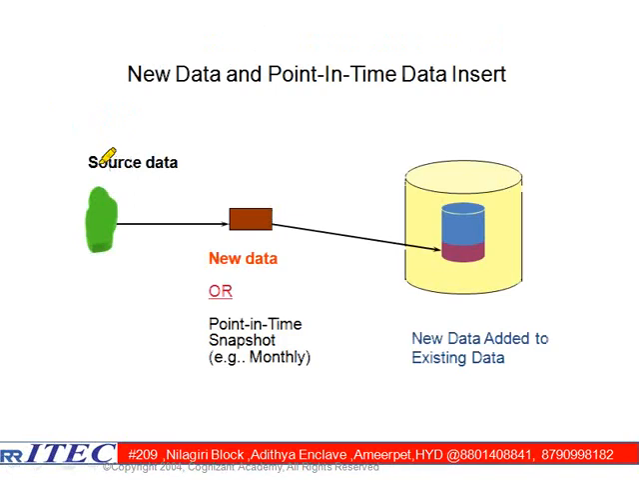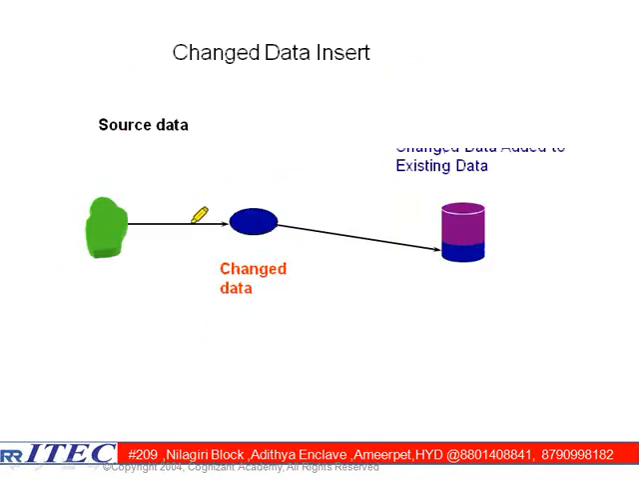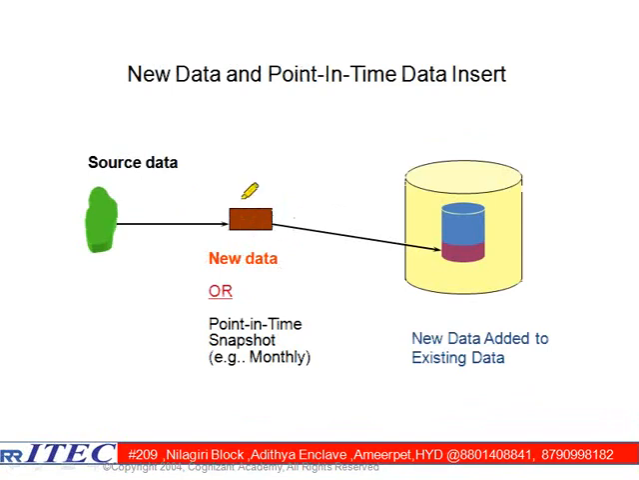First one, let us say I am trying to do this. Observe carefully. New data and point in time data insert. Suppose I have source data available. This total data is a new data, point in time snapshot. Here the example is monthly. In this month, I got this new data.